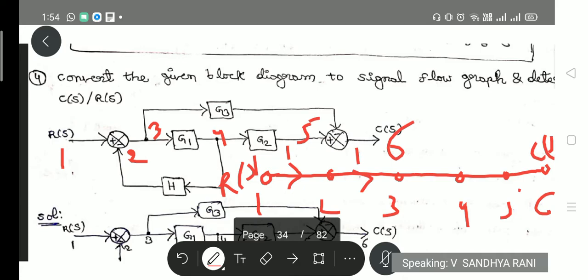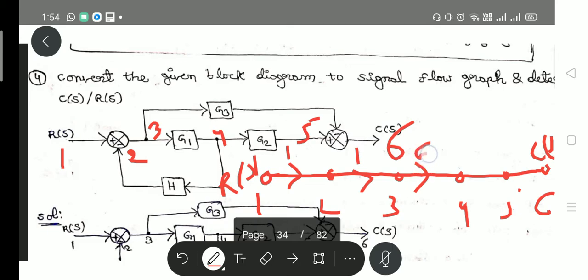And 3 to 4, G1 is there, so I am taking G1. And 4 to 5 is G2. And 5 to 6 is 1. Then after that, 3 to 5. G3 is there. So 3 to 5 I am drawing, and the arrow mark is from this side. So I am taking the arrow mark like this, G3.